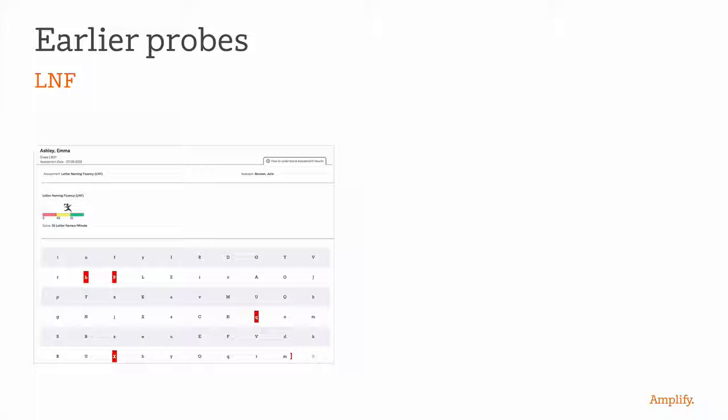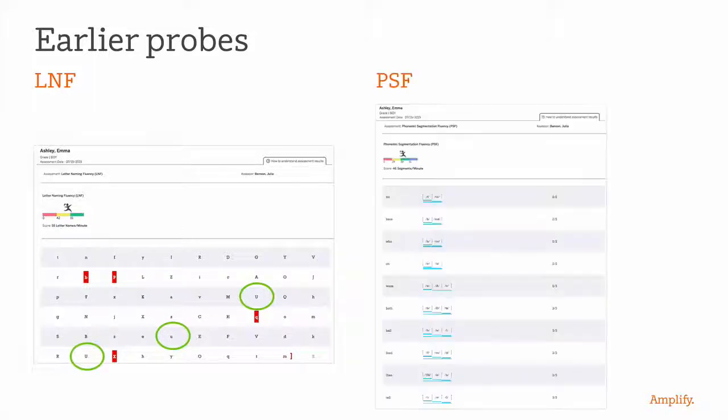On the LNF probe, Ms. Benson notices that Emma was able to correctly identify the letter U 3 times, both upper and lowercase. She concludes Emma clearly is familiar with the symbol U. When she looks at PSF, Ms. Benson notices that Emma didn't make it to words with U sounds. She'll need to look into this by working more closely with Emma.